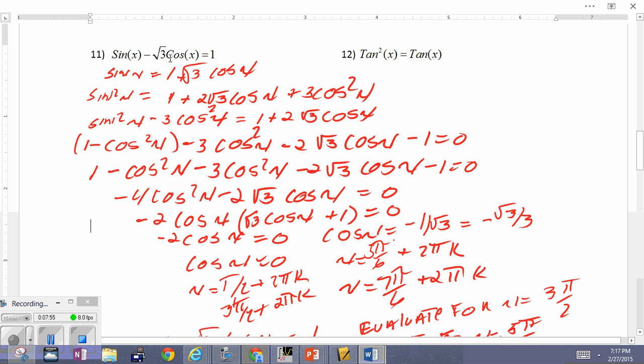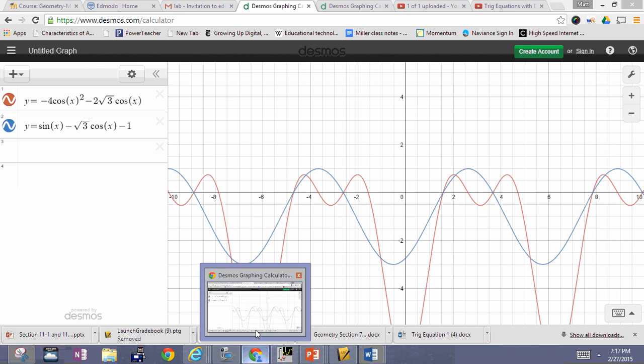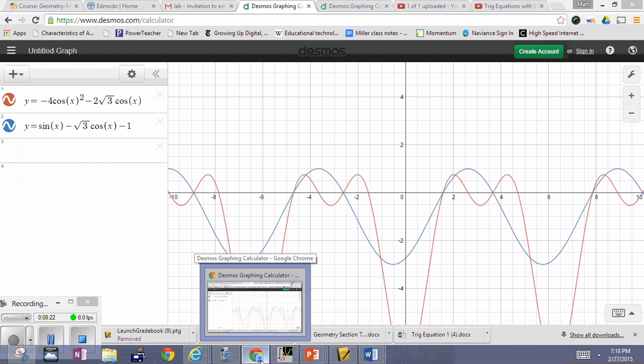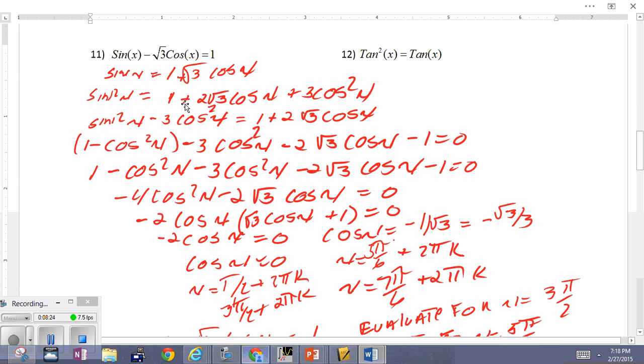Here's your original expression, sine x minus root 3 cosine x equals 1, and that graph was not coincident with this graph that we found down here. And the solutions were not coincident, as we could see from the Desmos variation. Why? Ask yourself why, please.